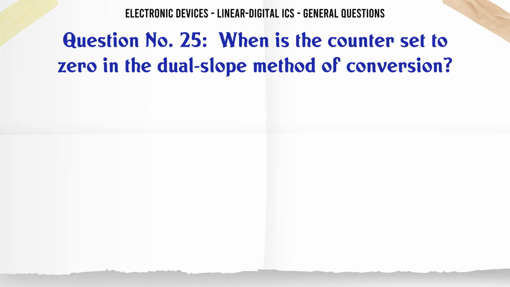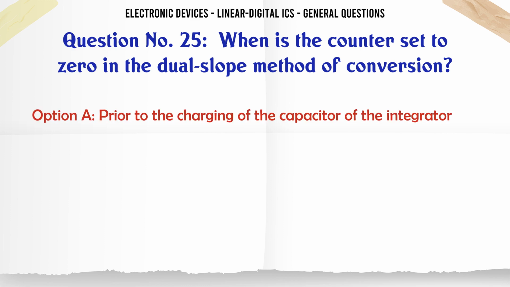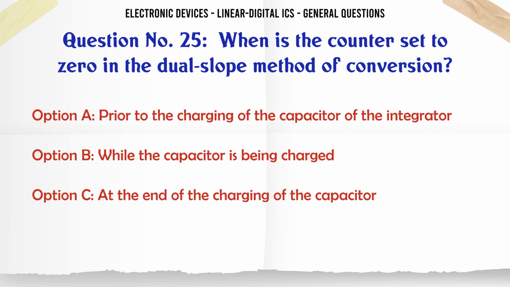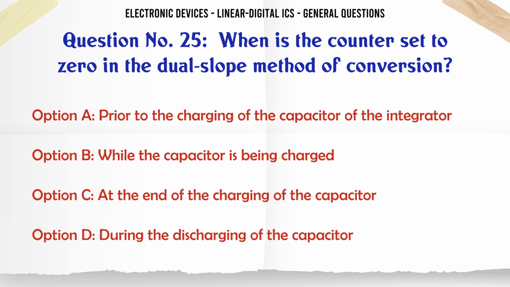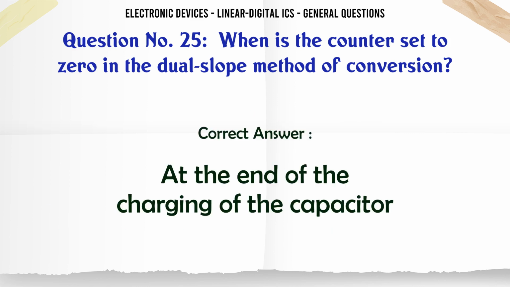When is the counter set to 0 in the dual slope method of conversion? A. Prior to the charging of the capacitor of the integrator, B. While the capacitor is being charged, C. At the end of the charging of the capacitor, D. During the discharging of the capacitor. The correct answer is at the end of the charging of the capacitor.